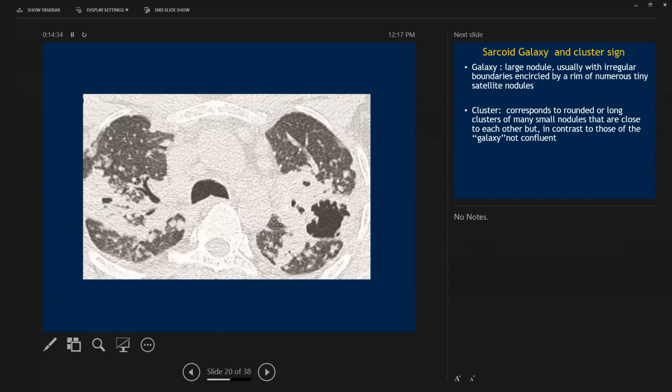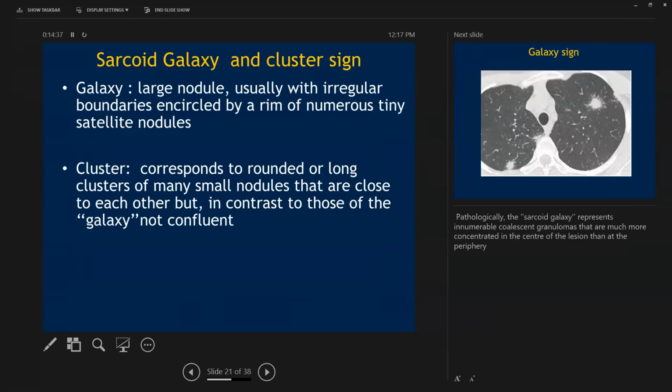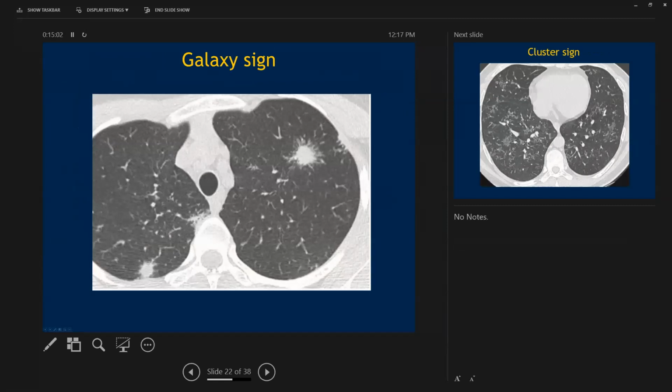Some other variations of this is what we call the Sarcoid Galaxy and the Sarcoid cluster sign. In the Sarcoid Galaxy sign, you normally have an irregular large nodule, and these are encircled by a rim of numerous tiny satellite nodules. And another sign to keep in mind is the cluster sign, where you have small clusters of nodules, but they do not coalesce to form a larger nodule. So this is what the Sarcoid Galaxy sign looks like. And if you think about it, it looks like the galaxy.